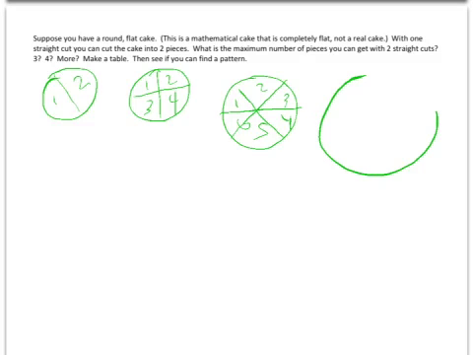And I'm going to do my 3 cuts to maximize the number of pieces of cake I get, keeping in mind that the pieces don't have to be equally sized. Okay, so I could do 1, 2, 3 straight cuts. And I have 1, 2, 3, 4, 5, 6, 7 pieces of cake. So pause the video and see how many pieces you can get if you make 4 straight cuts or 5 straight cuts. And we're going to make a table of values and see if you can find a pattern.